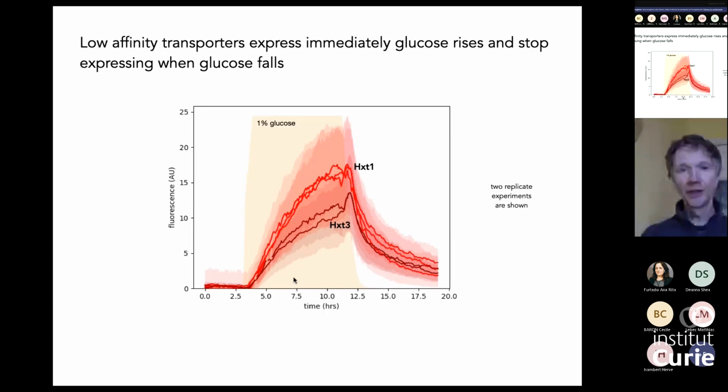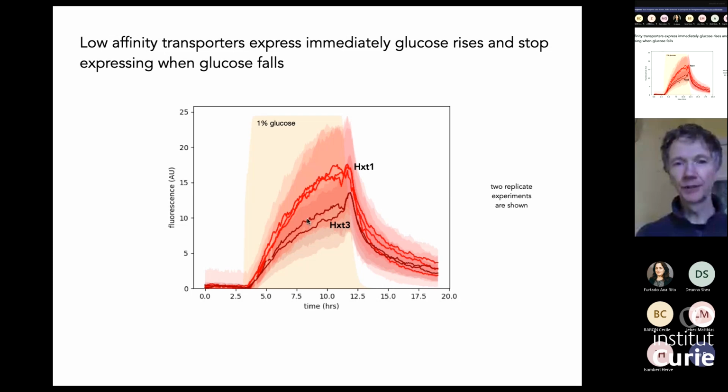So here's an example of an experiment. We have fluorescence at the level of the transporter, the GFP tagged, versus time. Glucose, as I said, is ramping up, constant, and then falling. And these are the low affinity transporters, which should be expressed in high glucose. They sort of do what we expect.